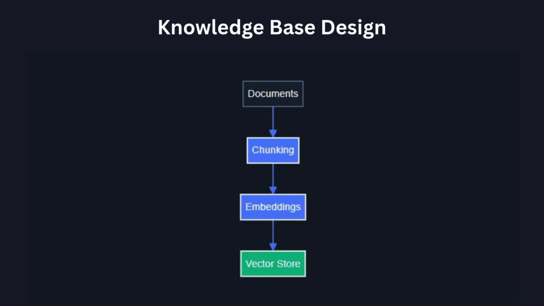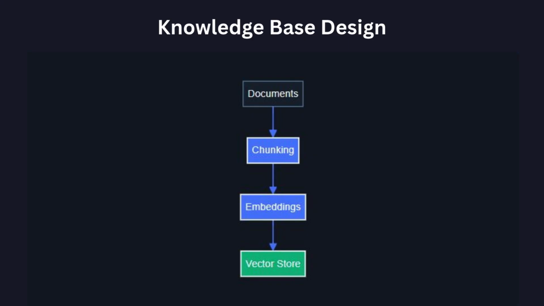Knowledge-based design. In this section, we discuss how a knowledge base is designed for a production AI system. A knowledge base is the indexed data store that powers retrieval in a RAG-based architecture. Documents are split into smaller parts called chunks. Chunking is a critical step because the chunk size determines the balance between context richness and retrieval precision. If chunks are too large, they may include unnecessary information. If they are too small, they may lose important context.